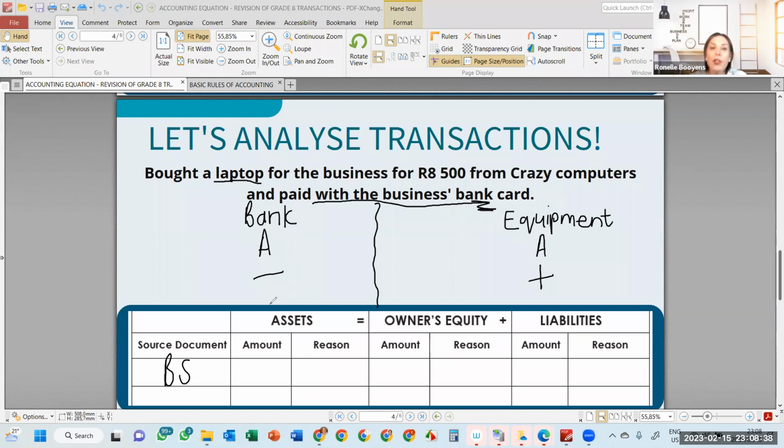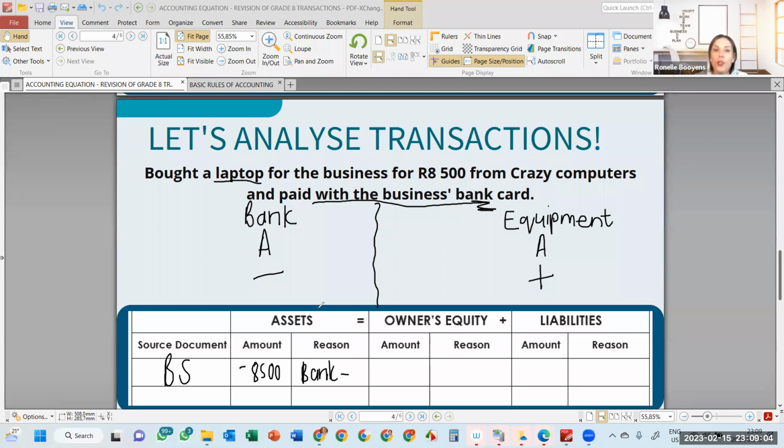All right, let's have a look. We're under the asset element. Did anything happen to the business's assets in this transaction? Yes, there's a bank asset. Righty. What happened to the bank asset? The bank asset decreased with 8,500 Rand. Why? Because we took money from the business's bank account to go and buy that laptop, the equipment.